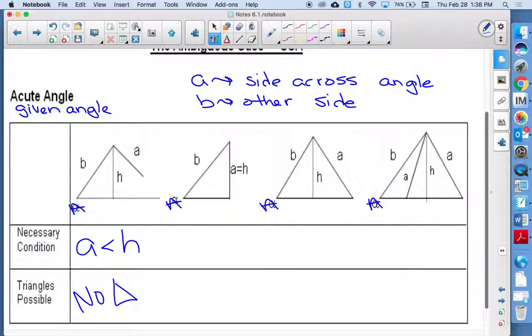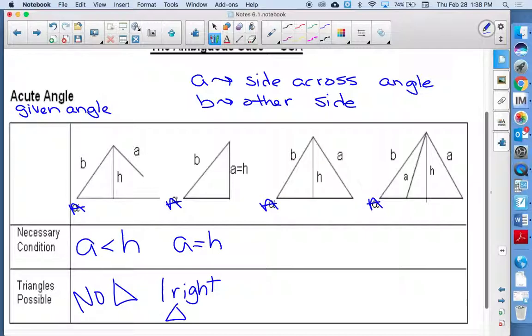The second one, it actually has it written in the picture. If A is equal to H, then it's a right triangle. Again, it doesn't matter what the other side is. If they're equal, then you have a right triangle. So those 2 cases, you're just relying on H. Anytime H is bigger than the side that matches the angle, no triangle. If it's the same, then you have a right triangle.